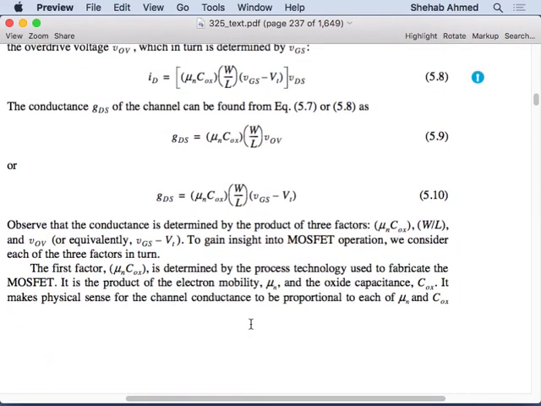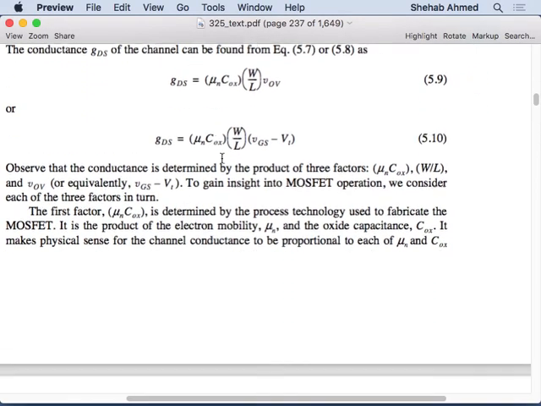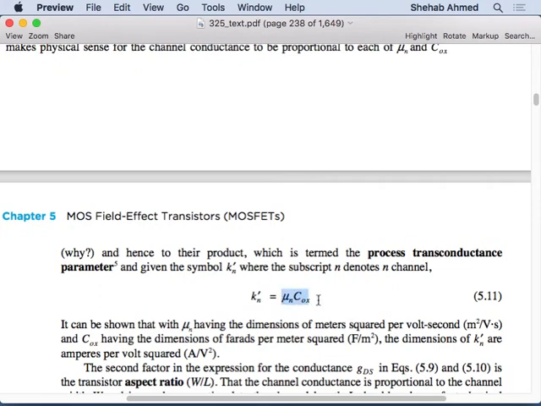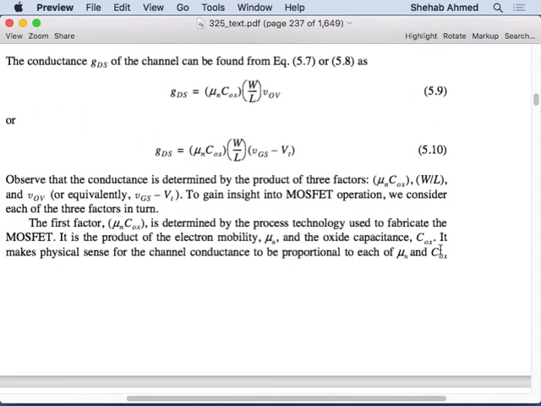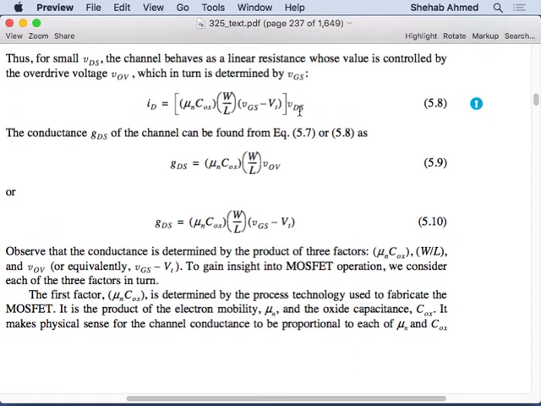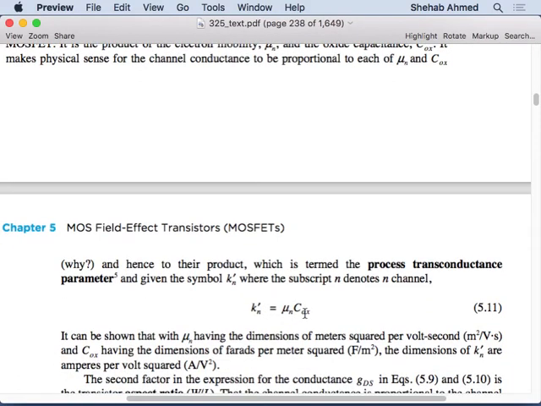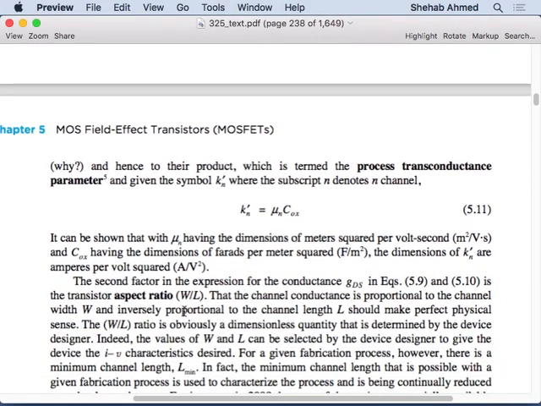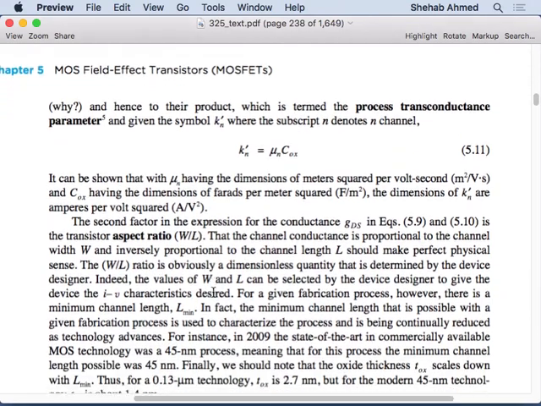So again, we do some more term reorganization. This mu times COX, we call it the process transconductance parameter. Again, because it's a process parameter, we will take it out and call it process transconductance. We just want to simplify the equation. I'm not going to introduce anything new. Basically, this is really my current. I'm just going to reorder the terms, give them some names and simplify the shape of the equation. So I will take this mu times COX and call it the process transconductance parameter, and W over L is my aspect ratio.